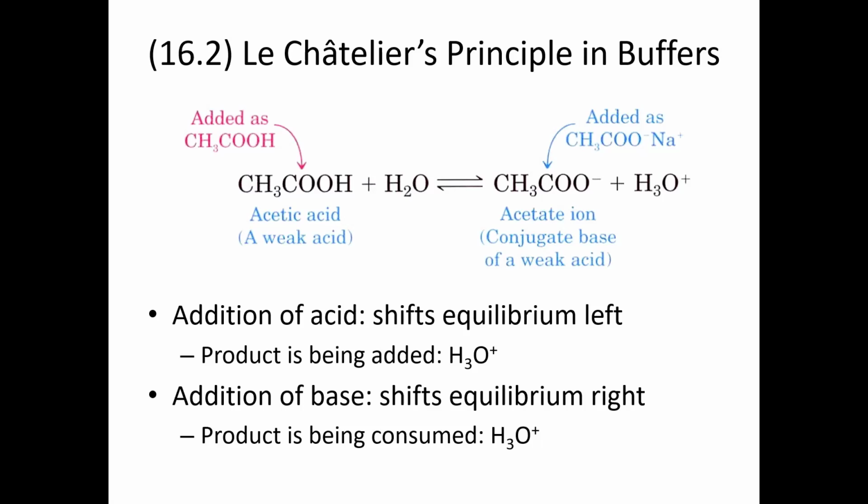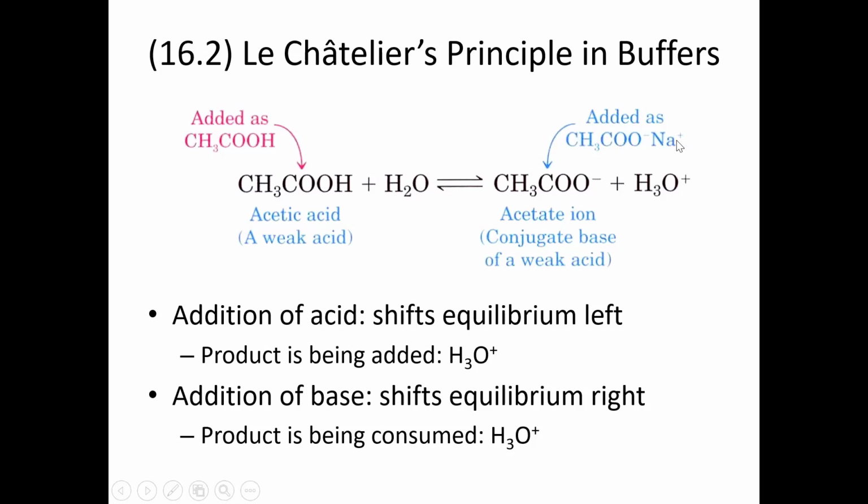I'm going to point out that when we make buffers, you have to make buffers using both of the components of your weak acid and its conjugate base, or the weak base and its conjugate acid. As I'm going to point out here, we have acetic acid being made using just acetic acid because that's commercially available. But the acetate ion is not commercially available. You can't just buy that from a chemical supplier. So how we buy it is we buy it as a salt. Okay, so in this case, it'd be sodium acetate.